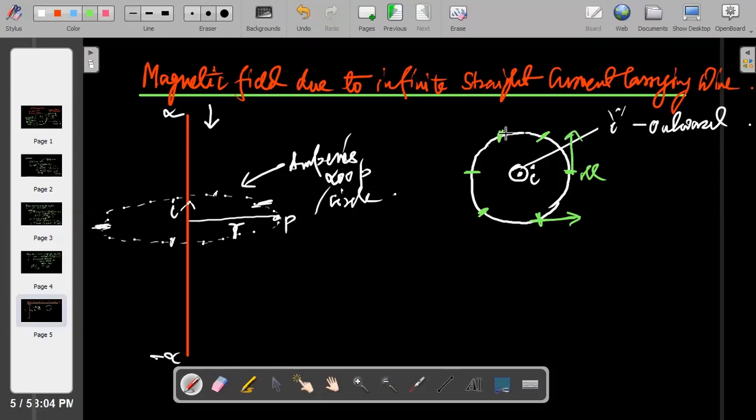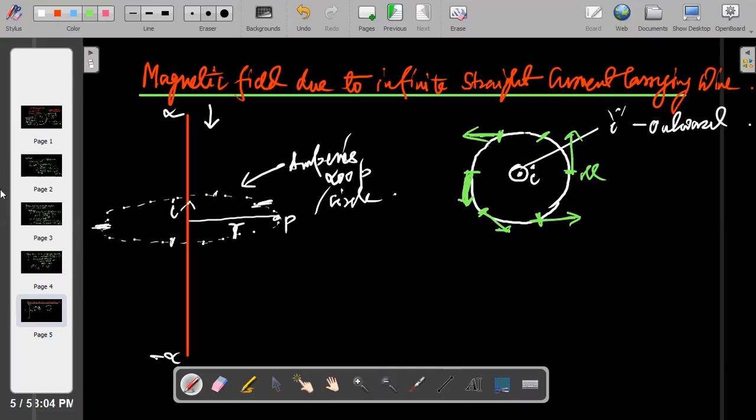And the magnetic field will be tangential only. Just see, it will be in this direction, like this. Since the current is flowing outside, you can see the magnetic field. You just curl the hand, the magnetic field will be tangential, right? It is tangential to dl.